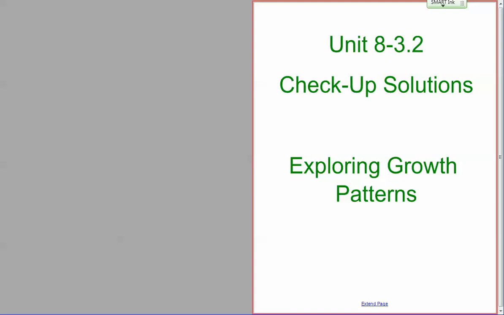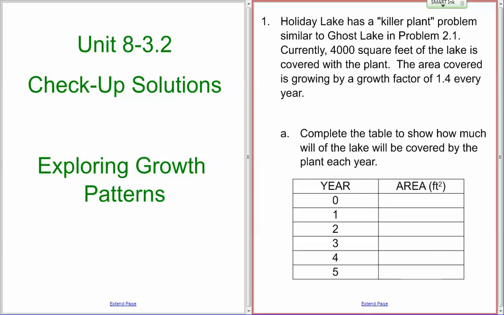I've got your solutions to the Unit 8-3.2 checkup, Exploring growth patterns. The main thing we dealt with in this investigation is starting values other than 1. So, let's get going here. Holiday Lake has a killer plant problem similar to Ghost Lake in problem 2.1.